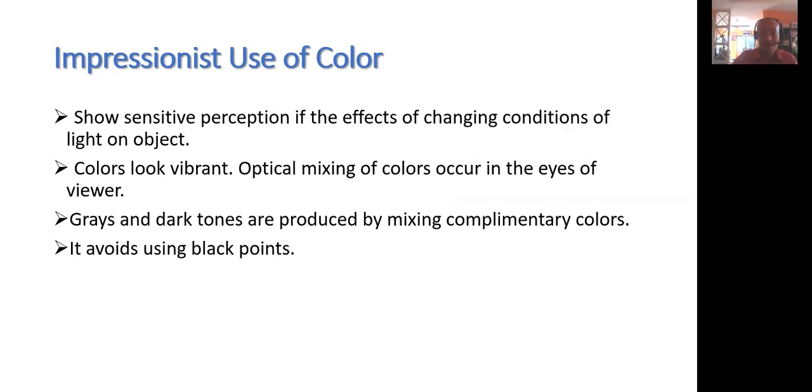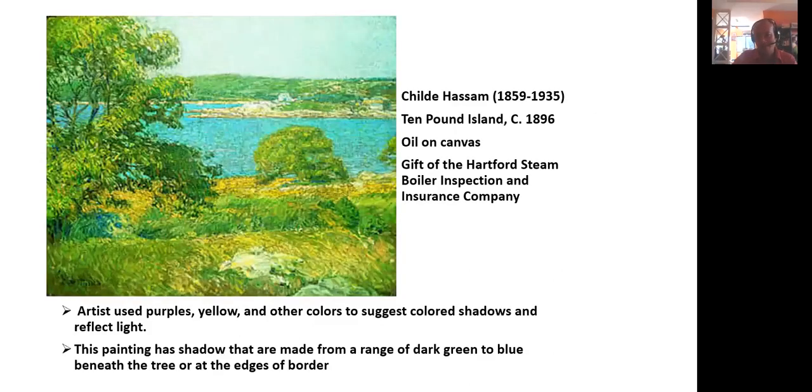So colors look vibrant. Optical mixing of colors occurs in the eyes of the viewer. So grays and dark tones are produced by mixing complementary colors, and it avoids using black pigments. So that's how Impressionists use colors. That's why it's a bit vibrant, by usually using light colors. They don't really represent 100% what's in nature, so they are not realist. So that's why they call them Impressionists.